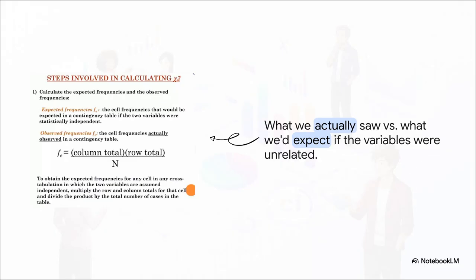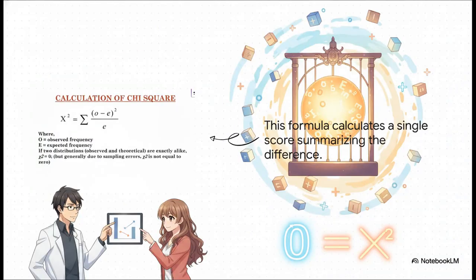So check this out. The core idea is to compare what we saw with what we'd expect. For example, we observed 12 left-handed girls. But if gender and handedness were totally unrelated, the math says we should have expected to see about 14.4. You see that little gap? The chi-square test just goes through the whole table, adds up all these little differences, and crunches them down into a single score.